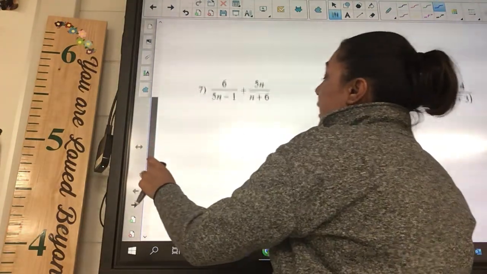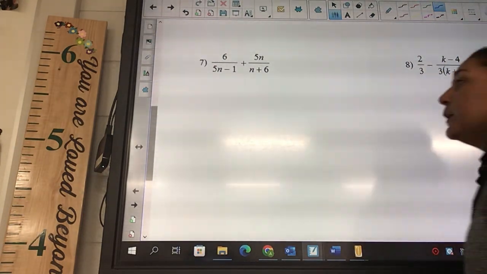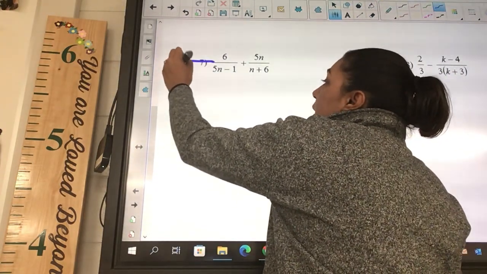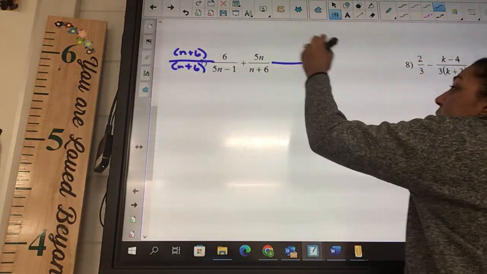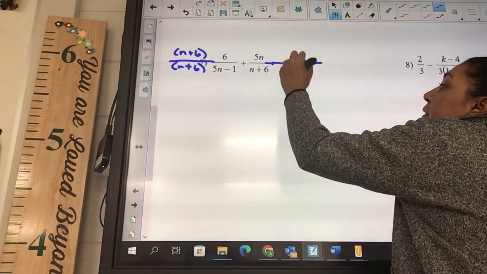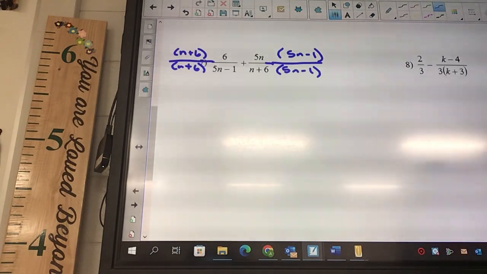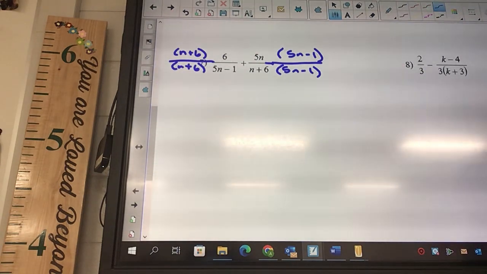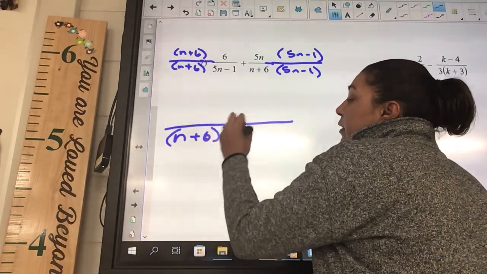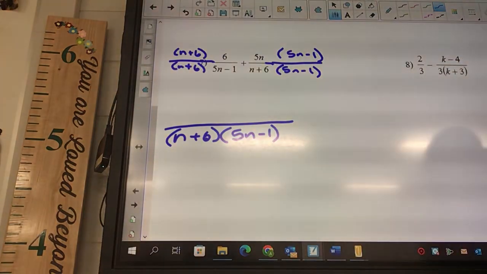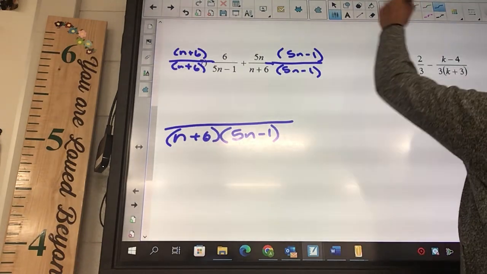Okay, look at number 7. Are denominators the same? No. What do we need to multiply the first one by? N plus 6, okay? And whatever we do to the top, we gotta do to the bottom. What do we need to multiply the second one by? 5n minus 1. What is gonna be our new denominator? N plus 6, 5n minus 1. And again, it doesn't matter if you write the 5n minus 1 first and then the n plus 6, it's totally fine. Okay, so for these, we're going to distribute.